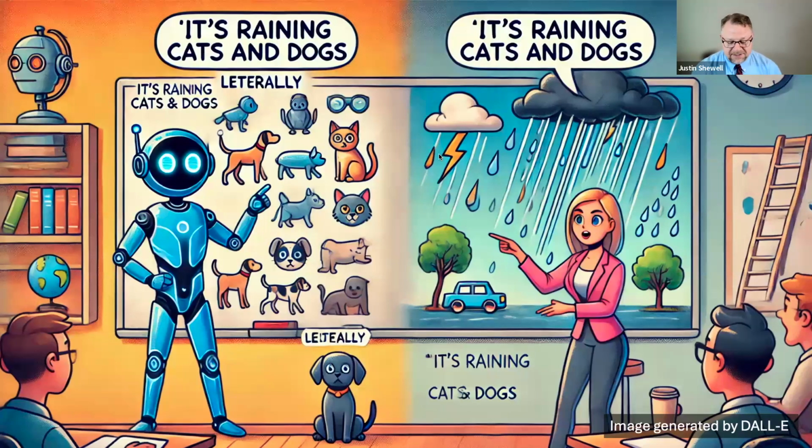you understand based on your common sense knowledge that cats and dogs are not falling from the sky. And you probably have some idiom or phrase in whatever language you speak that means a similar thing as it's raining cats and dogs. But an AI that doesn't have that common sense knowledge might assume that cats and dogs are literally falling from the sky. And so it's important to understand that AI doesn't think about things and understand things the same way that humans do.